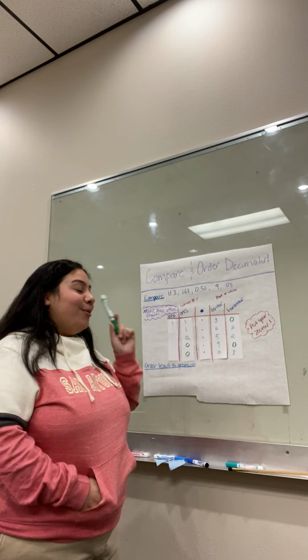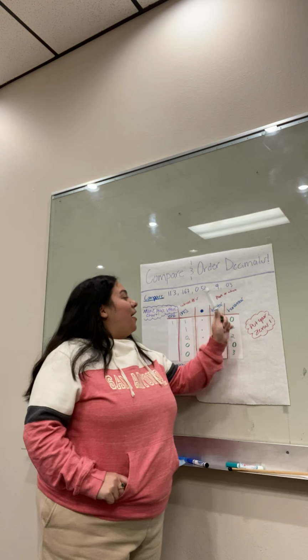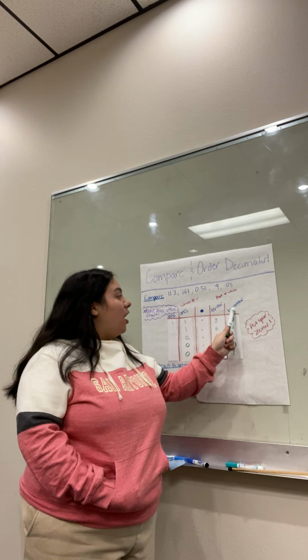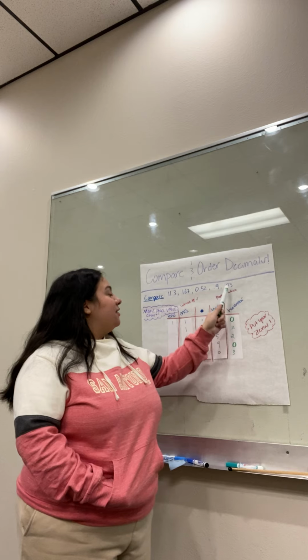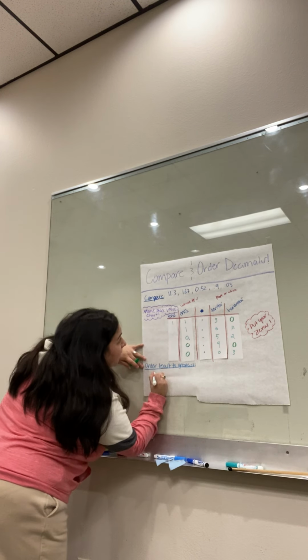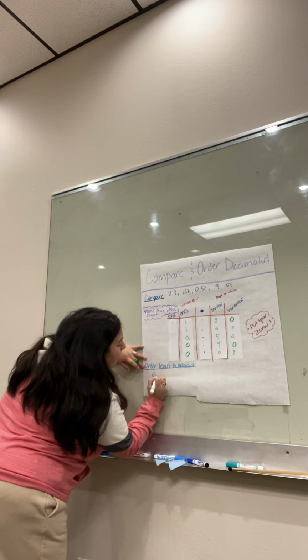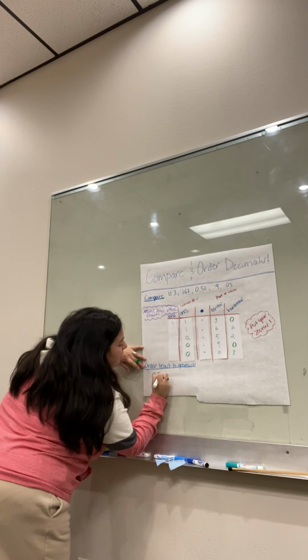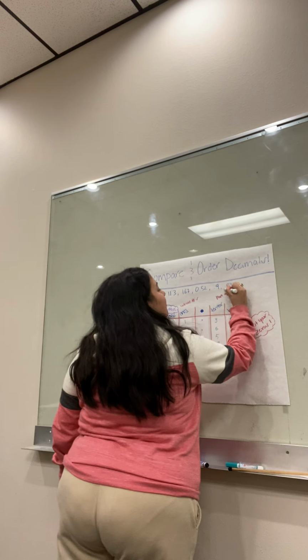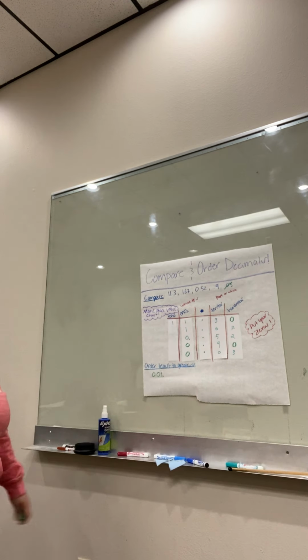Oh, you remembered that the tenths place value holds more value than the hundredths. So that means that this one is less. Great job. So let's go ahead and write 0.03. Okay, we can go ahead and cross that out so we can see what should go next.